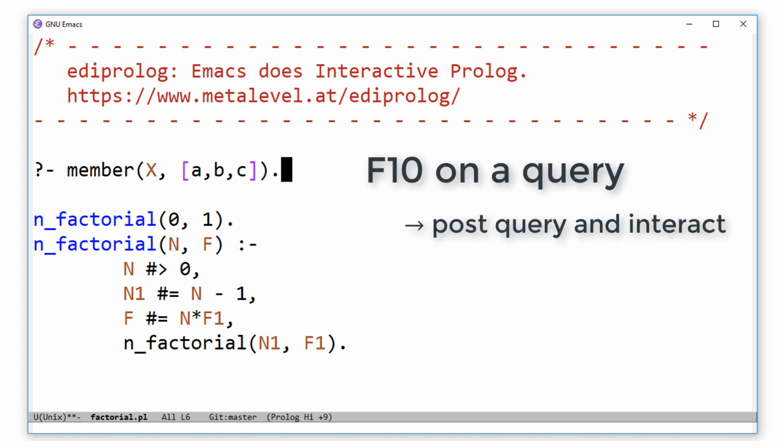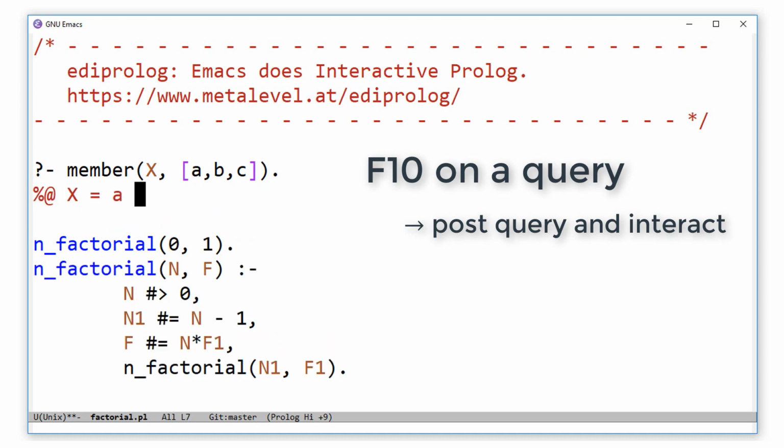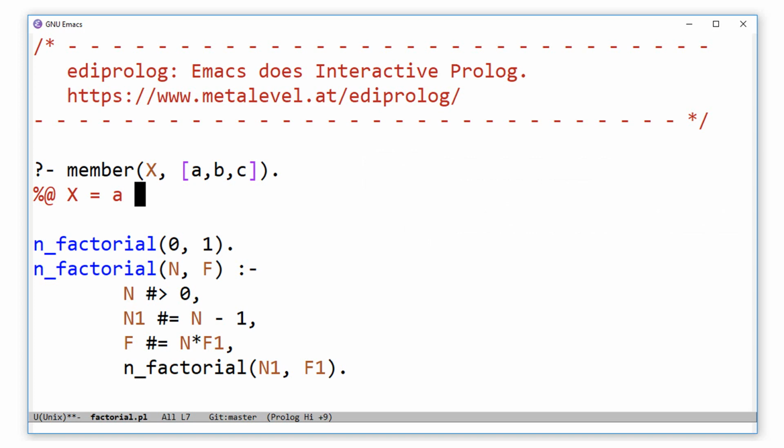For example, watch what happens when I now press F10. So we see the system reports the first solution. We can now interact with Prolog in exactly the same way as on a system terminal. Every key we press is now sent to the underlying Prolog process instead of appearing in the Emacs buffer. And answers from the Prolog system appear right here at this place.